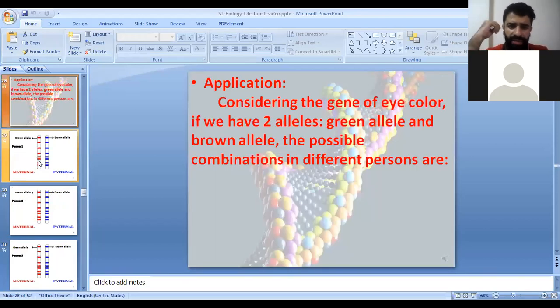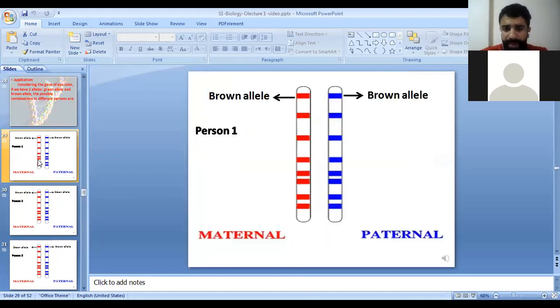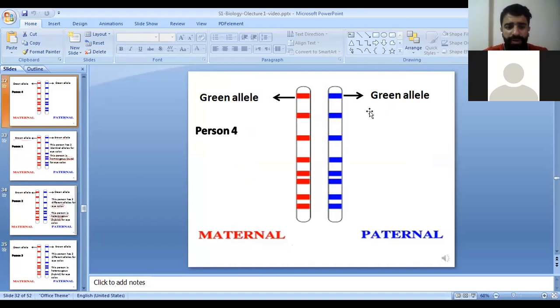Considering the gene of the eye color, if you have two alleles, green allele and brown, the possible combinations in different persons are as follows. Maybe the maternal is going to be brown and the paternal is going to be brown, or the maternal is brown and the paternal is green, or the maternal is green and the paternal is brown, or both of them, maternal and paternal, are brown or are green.